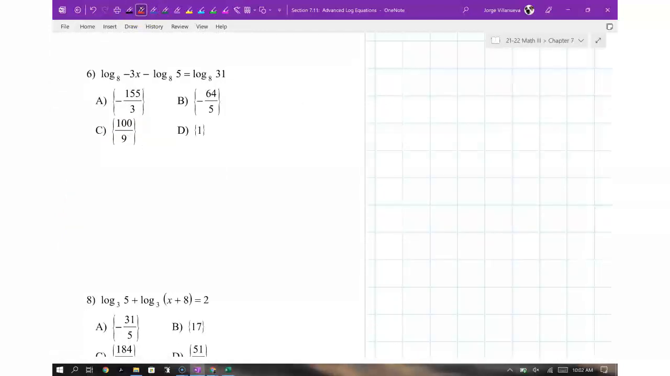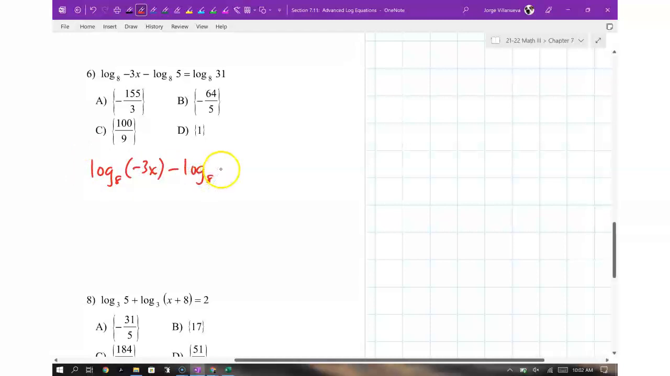All right. So now you guys remember how, let me rewrite this. Log base 8 of negative 3x minus log base 8 of 5 is equal to log base 8 of 31. You guys remember expanding and condensing? Whenever you have a minus in between logs, that means you got to divide, right? So this is log base 8 of negative 3x over 5, and log base 8 of 31, because the minus makes you divide.